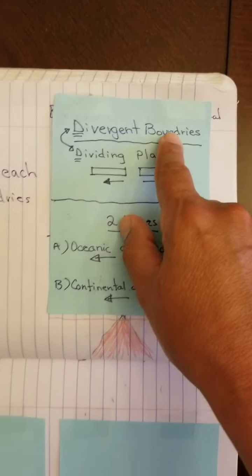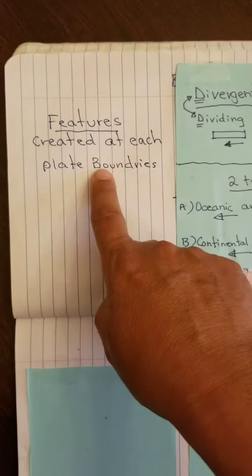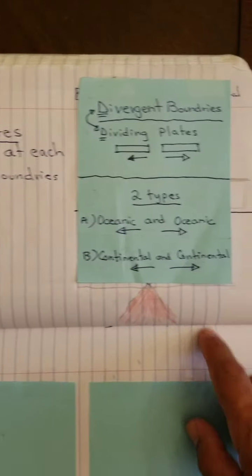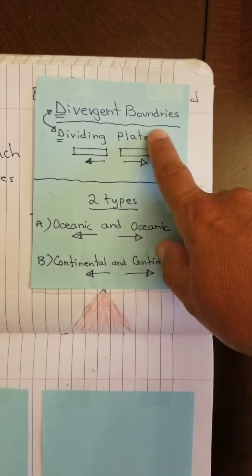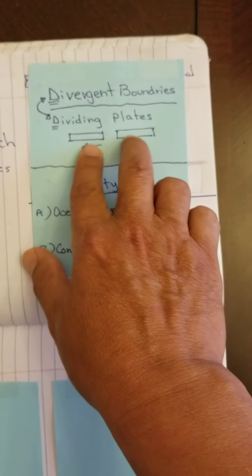There is three types of boundaries. This is gonna be divergent boundaries, convergent, and transform. But today we're only gonna focus on these two things. Make sure you copy the title. These are the features created at each of the plate boundaries, and these are gonna be divergent boundaries. Boundaries that, or plates that separate and move away from each other.